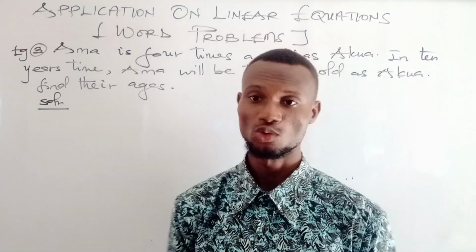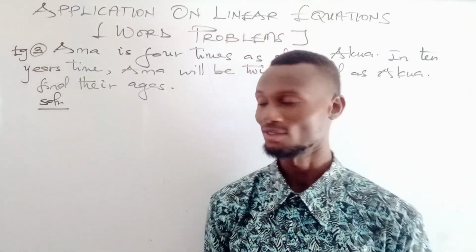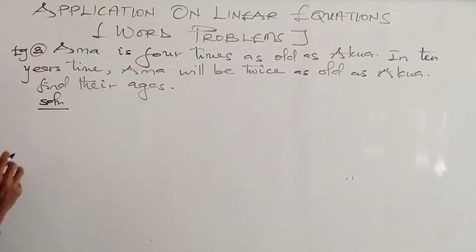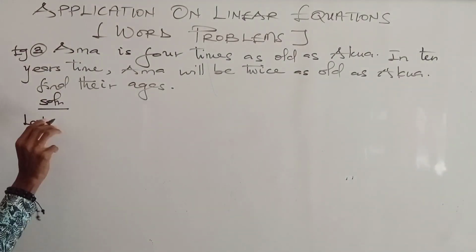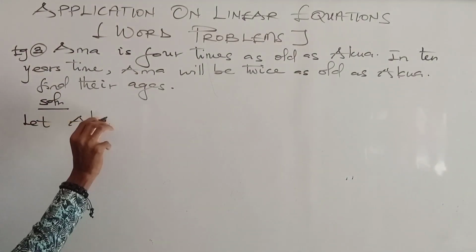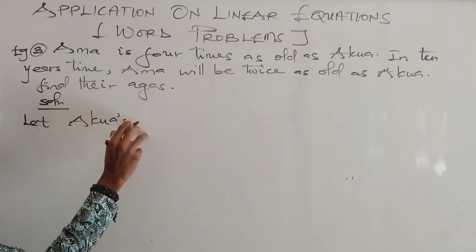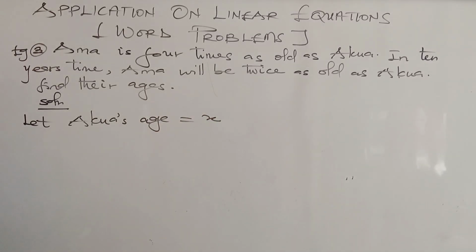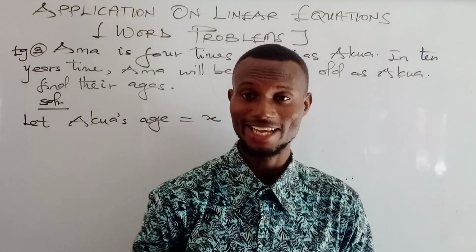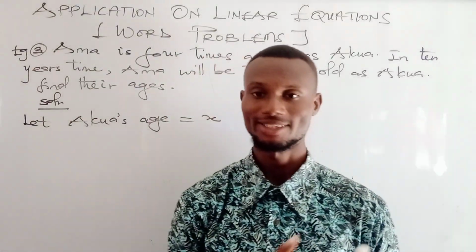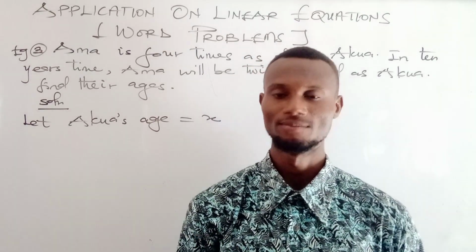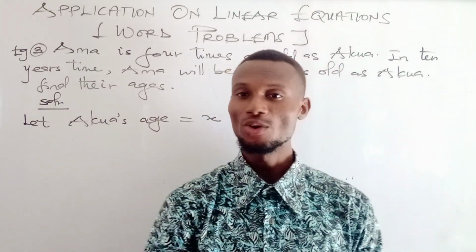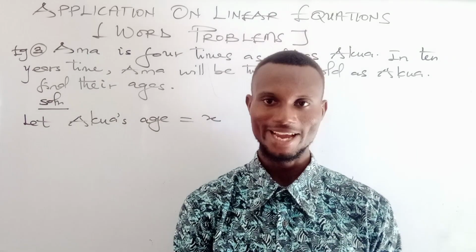Okay, so let me just do the writing, then we'll progress. Okay, so I'll say let Ikea's age equal S. I hope you agree with me. Or you can say let S represent Ikea's age. Okay, it's the same thing. Now, we know that Ikea's age is S.